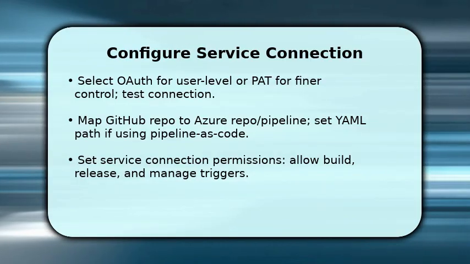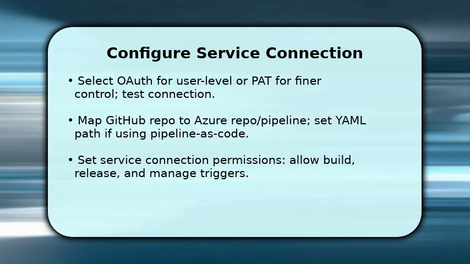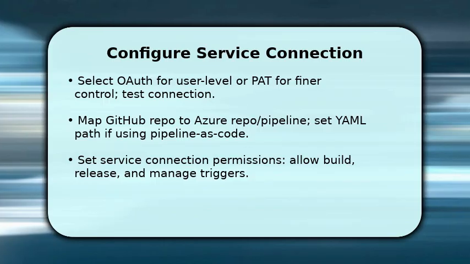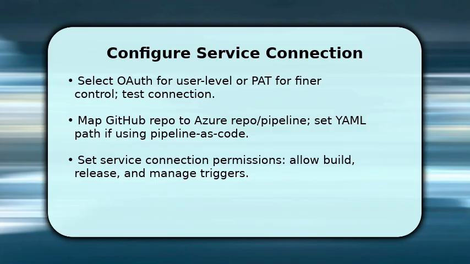Now create or import a pipeline. Choose GitHub as the source, pick the repository, and define the YAML file path if you use pipeline as code. Then set pipeline permissions to let builds and releases access the repo. Finally, enable CI triggers and branch policies so automation runs on pushes and pull requests.